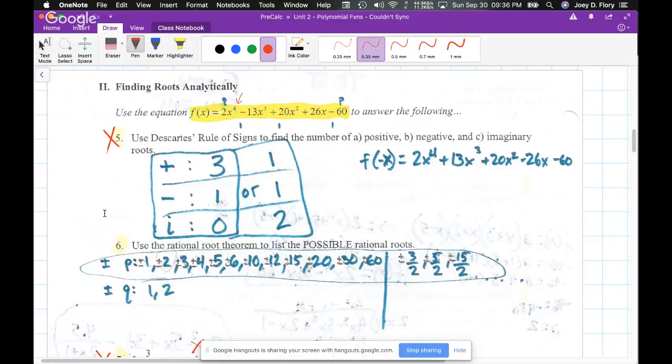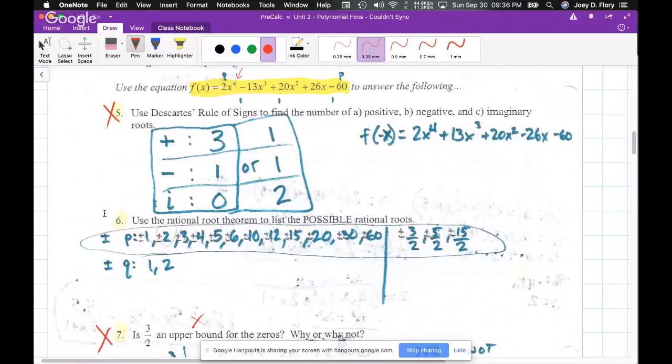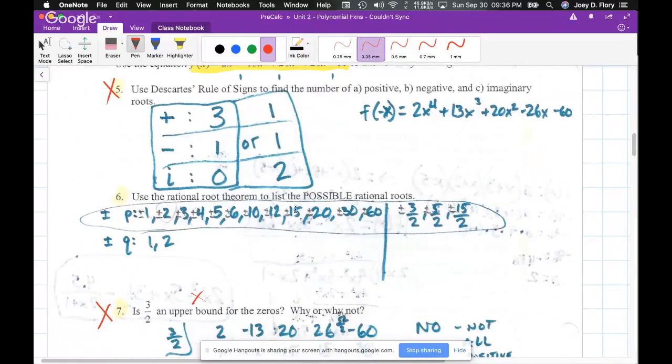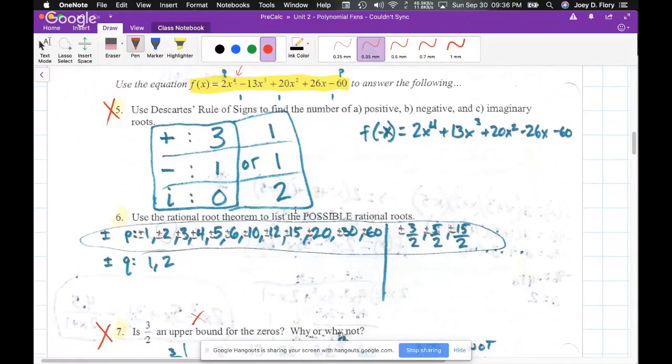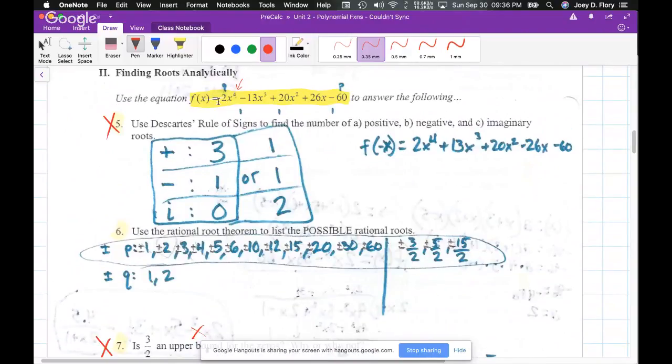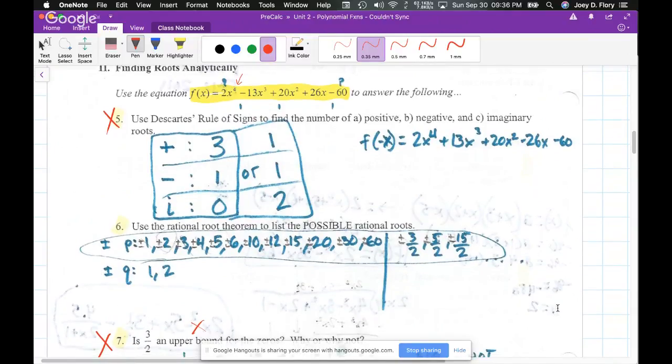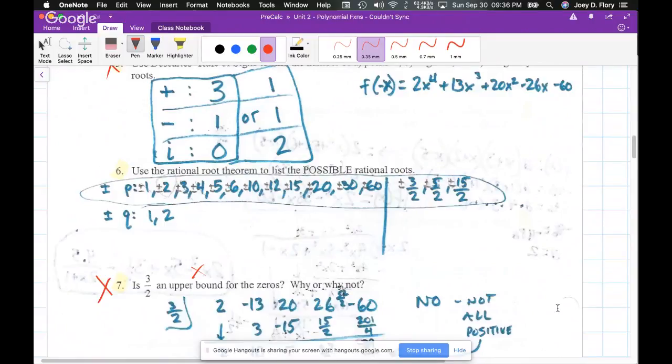Number 6 is useful. We have talked about the rational root theorem. So remember, that's our P's and our Q's. P's are factors of the constant. Q's are factors of the leading coefficient. You want to look for any combination of the factors of P divided by the factors of Q. So P over Q, list them all out. Those are our possible rational roots.